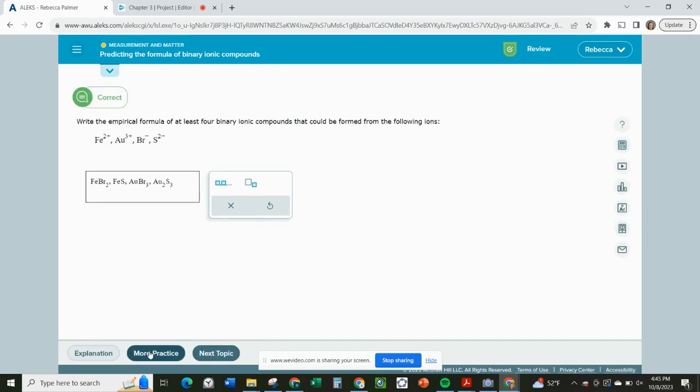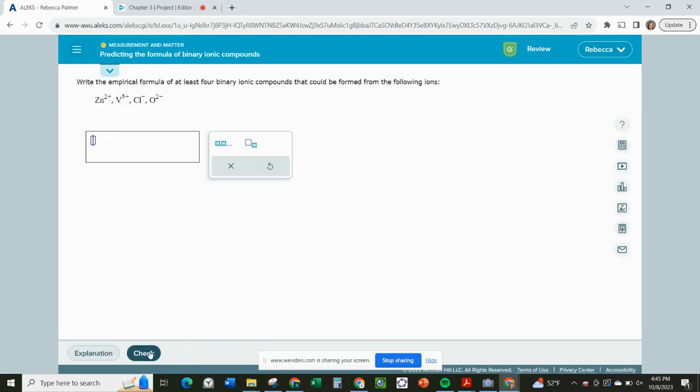Okay, let's try another one. Okay, this one has some bigger charges, so let's try this. So I'm gonna write this down. We got zinc 2 plus, vanadium 5 plus, chlorine minus, oxygen 2 minus.